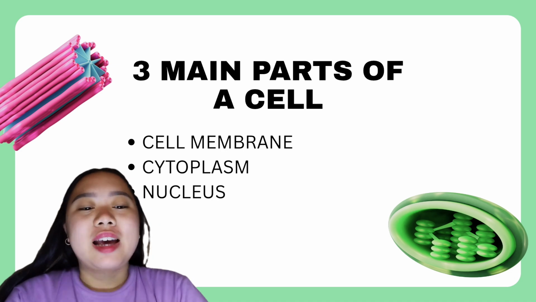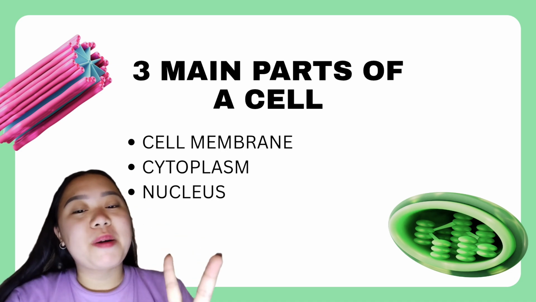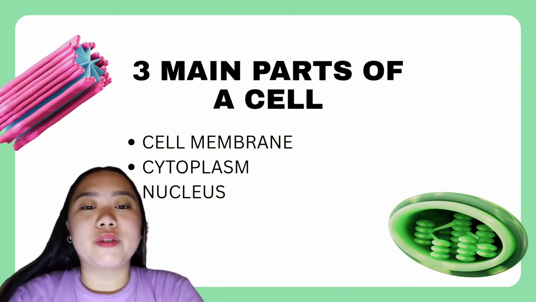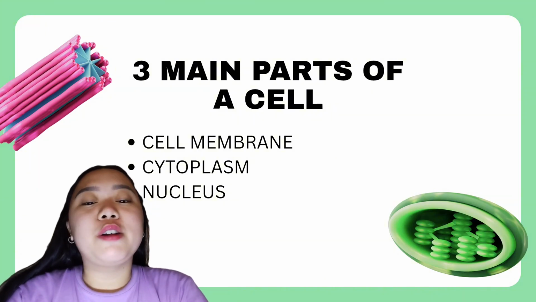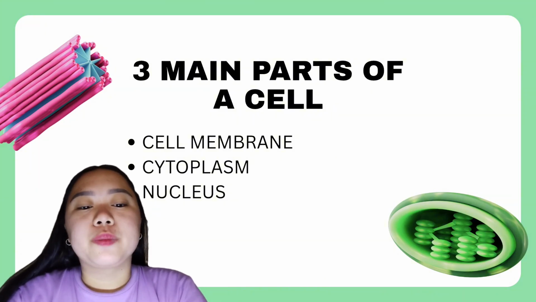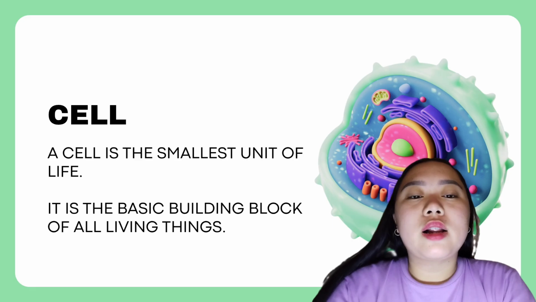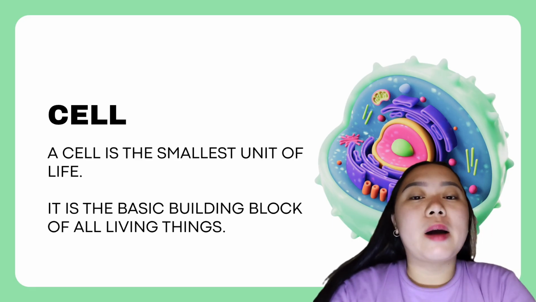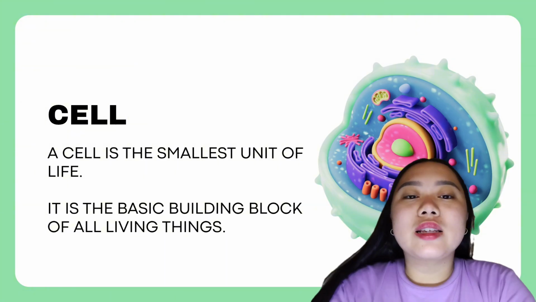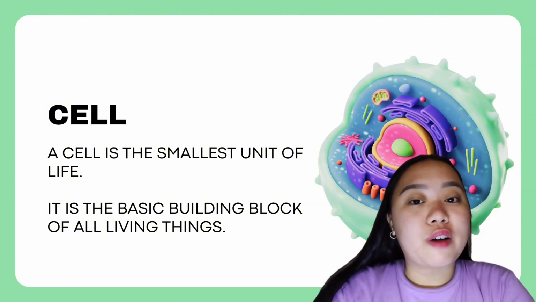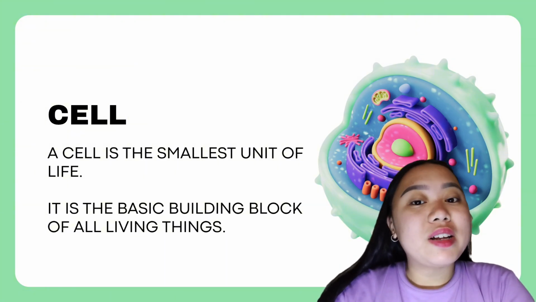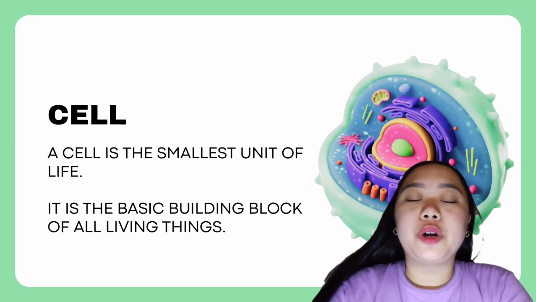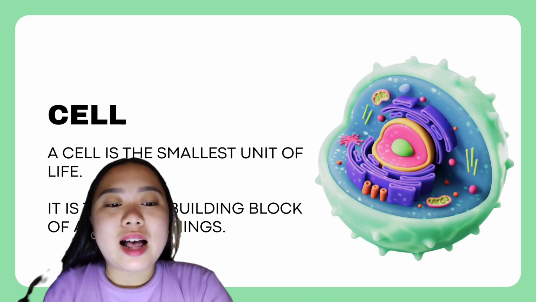Okay, very good. The cytoplasm, cell membrane, and the nucleus. These are the three main parts of the cell that help it function properly. Before we tackle the three main parts of the cell, we need to talk about the cell. A cell is the smallest unit of life. All living things are made of cells. So, we proceed to the three main parts of the cell.